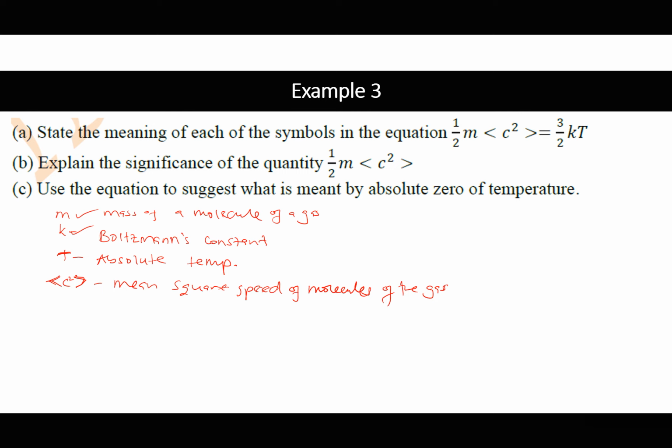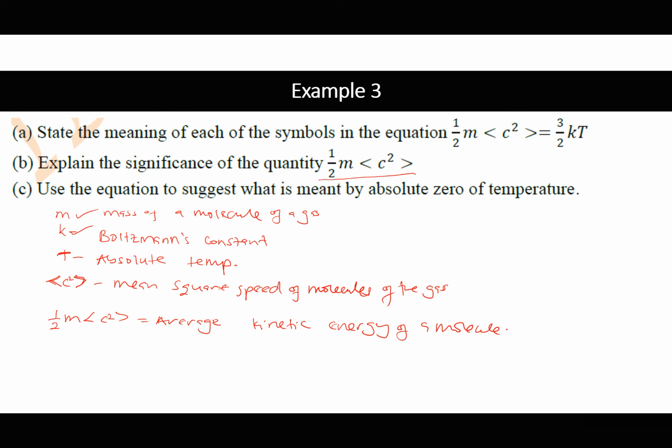Part B, explain the significance of the quantity a half m mean square speed. Of course, this is the average kinetic energy of a molecule. So part B, this one, a half m mean square speed, is the average kinetic energy of a molecule. If there are several molecules, we multiply that by N, capital N, which is the number of molecules.